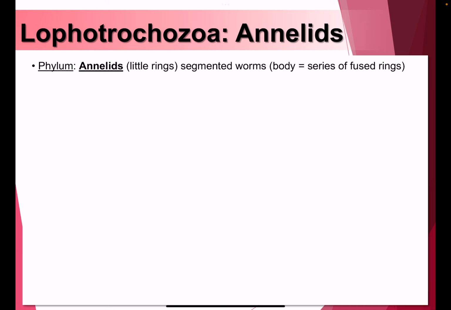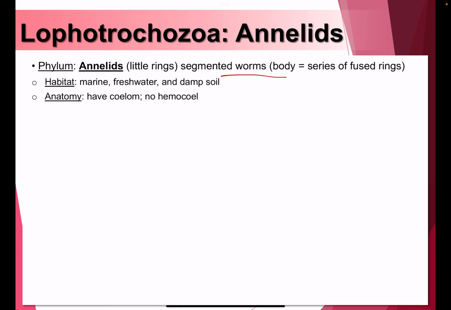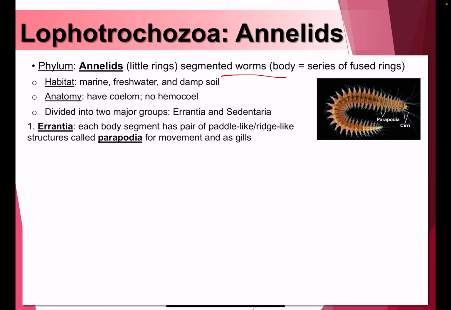All right, and then you have another phylum, the last phylum of the Lophotrochozoa group, which are the annelids. They literally mean little rings, which kind of represent their segmented body, because their body looks like a series of fused rings on themselves. So these annelids are really segmented worms that resemble rings on their body. Their habitat can be marine, freshwater, or damp soil. Anatomy is that they have coelom but no hemocoel. And they are divided into two major groups, Errantia and Sedentaria.